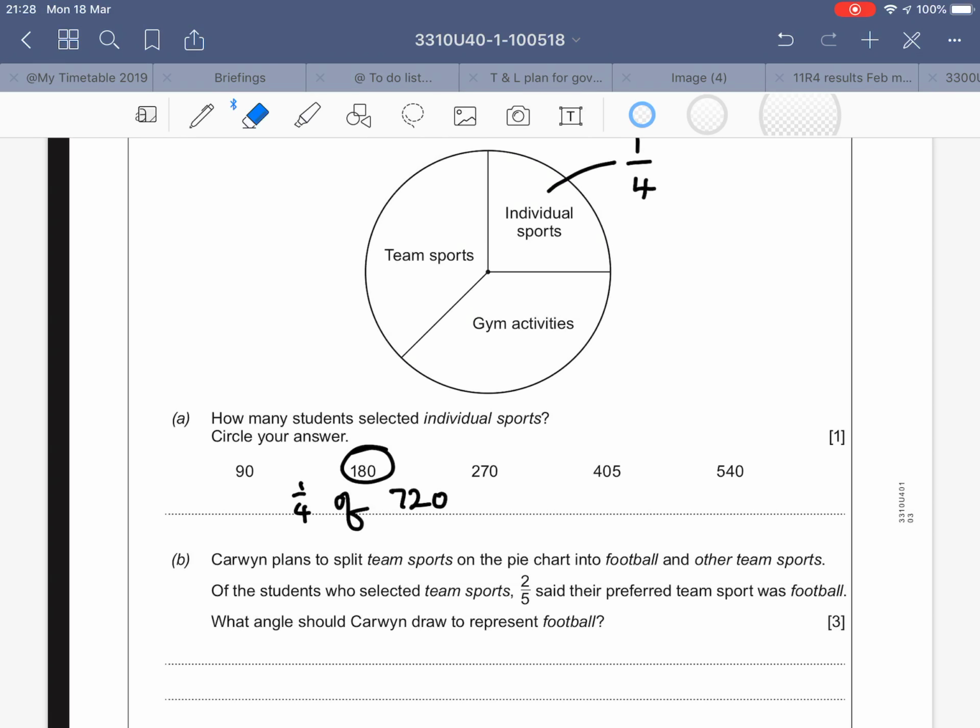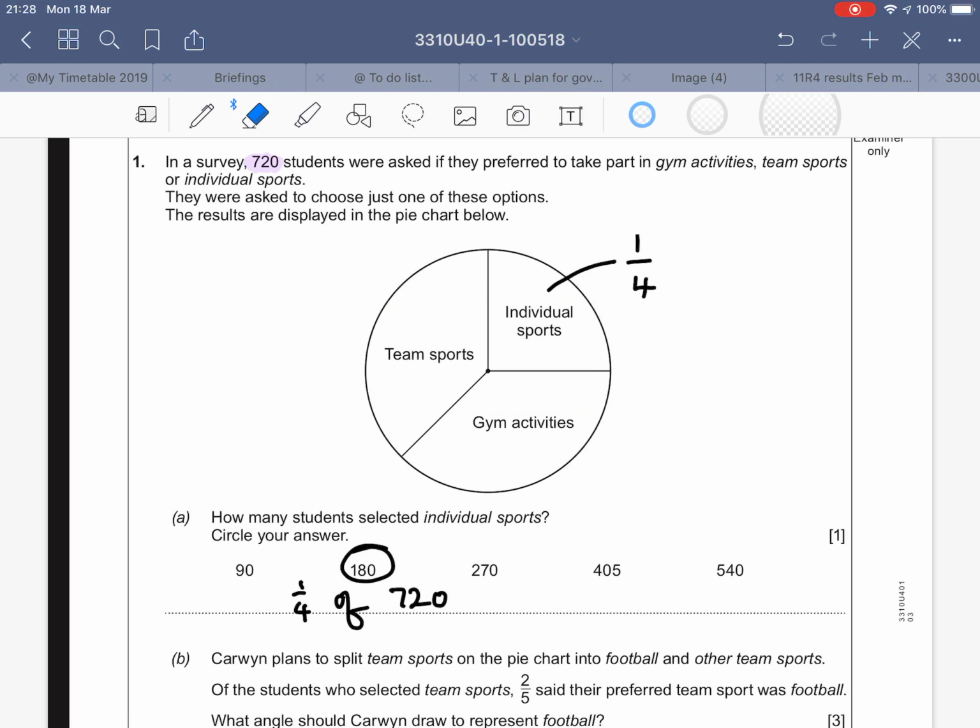Question B. Carwyn plans to split team sports on the pie chart into football and other team sports. Of the students who selected team sports, 2/5 said they preferred football. What angle should Carwyn draw to represent football? So you need to measure the angle here with a protractor, because this has been drawn accurately. So if you measure this angle here with a protractor for team sports, you will find that this angle is 135 degrees.